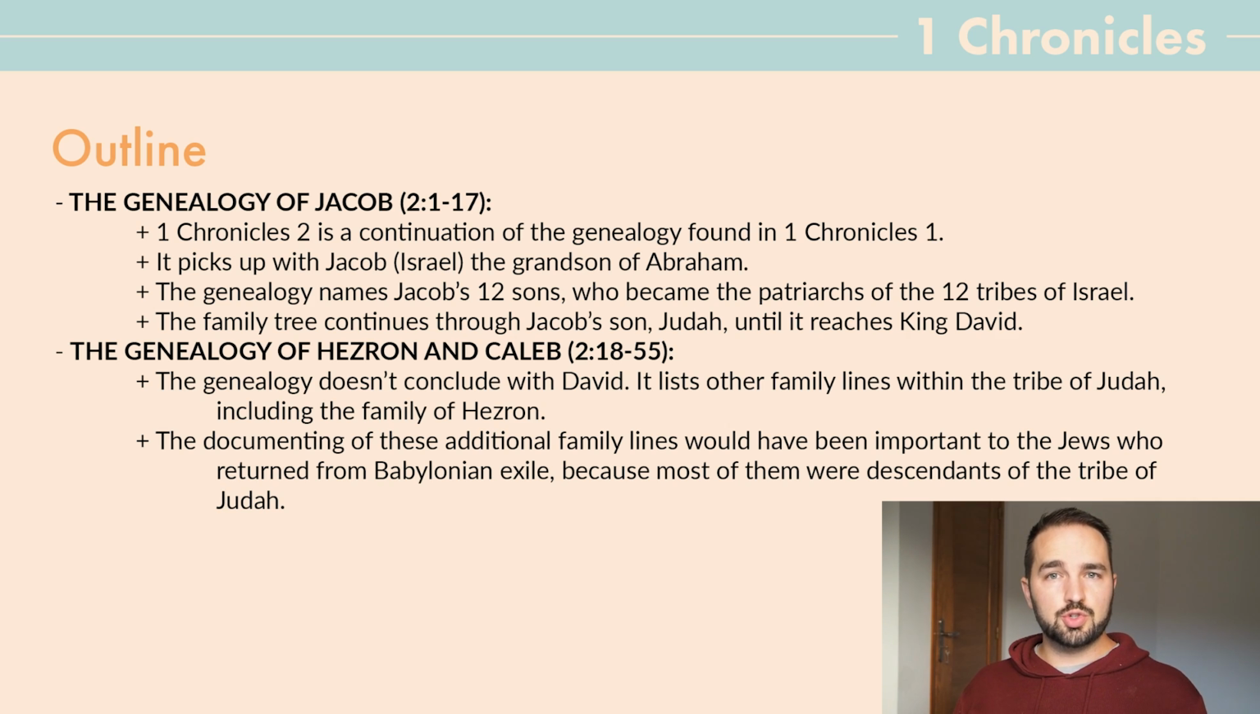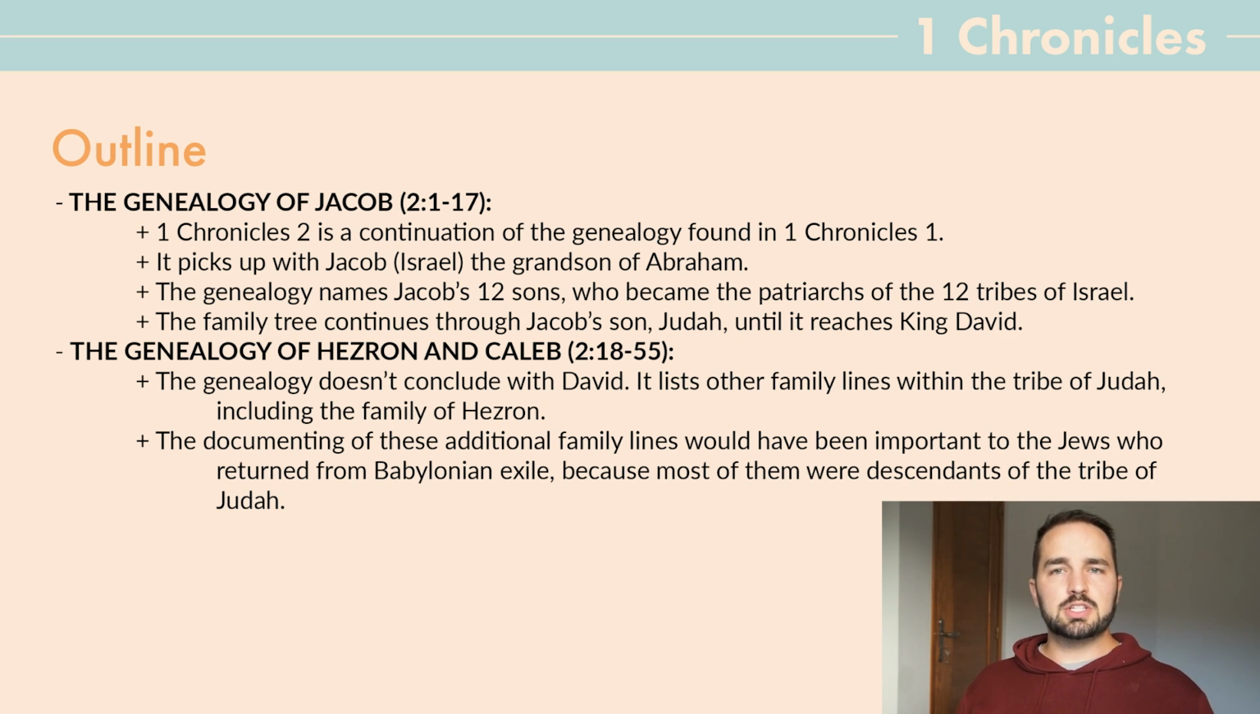You'll notice that it's pretty short because we are just trying to summarize a list of names, basically. The first section is verse 1 through 17, the genealogy of Jacob. 1 Chronicles 2 is a continuation of 1 Chronicles 1. 1 Chronicles 1 left off with Jacob's brother Esau. Now it's going to go and document Jacob's family, because as I mentioned, that's the family that we're really interested in.